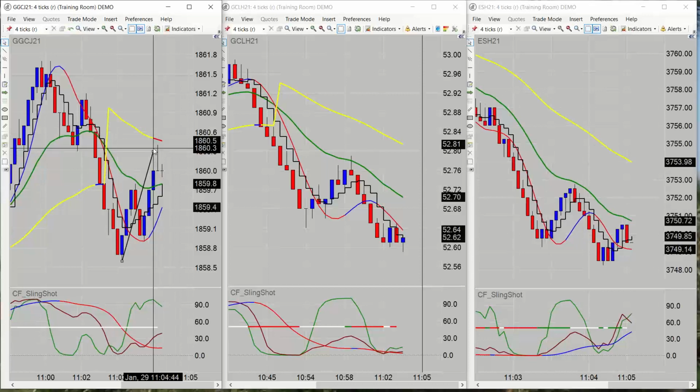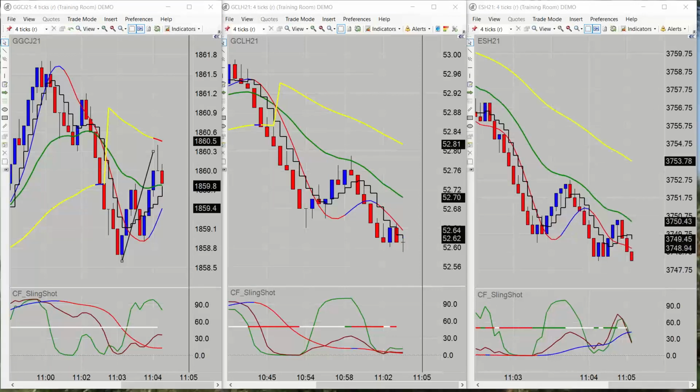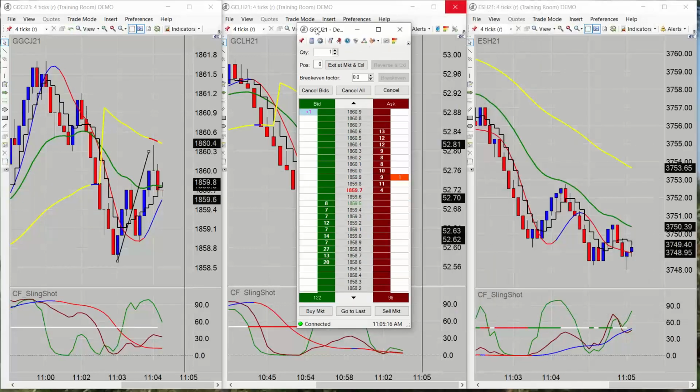Okay, now we have red on the YBR. We have the down close. 1860 is the place to get short. If you put a sell stop into the market, may have, I'm trying to get filled.